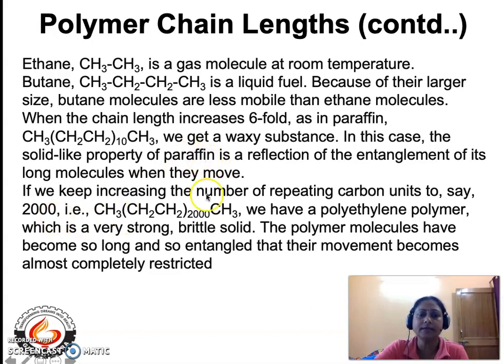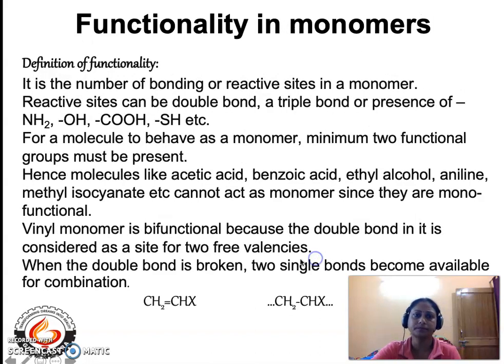Now we increase the number of repeating carbon units to, say, 2000. So here we have 2000 CH2CH2 ethane units, and we have a polyethylene polymer now. This is a strong, brittle solid. In this case, the polymer molecules have become so long and entangled that the movement is completely restricted.